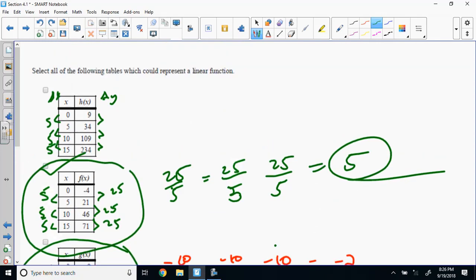Linear. When they say select all, what does that really mean? Normally there's more than one, right? That's the dead giveaway. You have a minimum of at least 2, right?